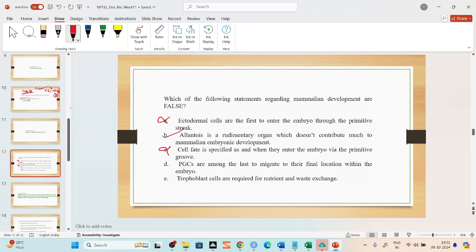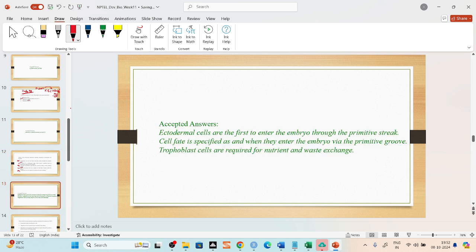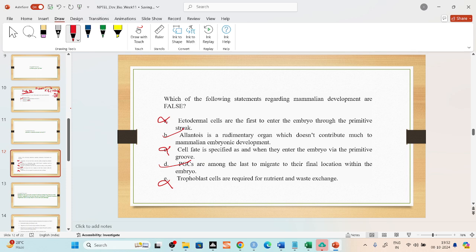Basically, the placenta, which forms partially from the trophoblast, handles these processes. So only part of the placenta is derived from trophoblast, but trophoblast cells are not directly handling this exchange. Therefore, this becomes a false statement. So D is true and this is false. So these three options are your false statements. This is the most logical explanation that I could think of, for how we can say that trophoblast cells are not required for nutrient and waste exchange.